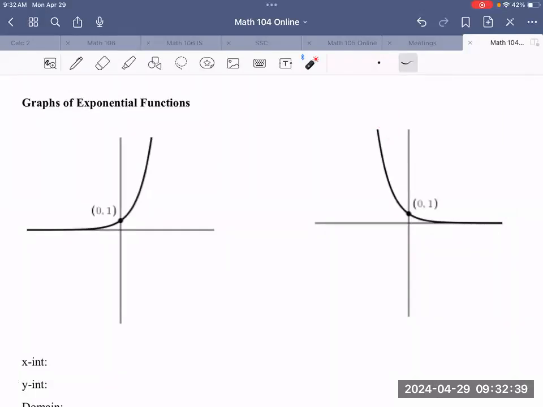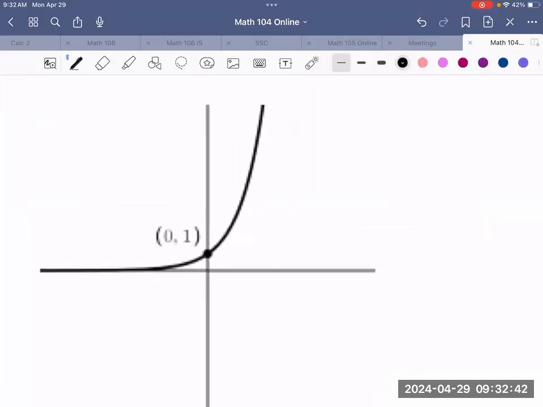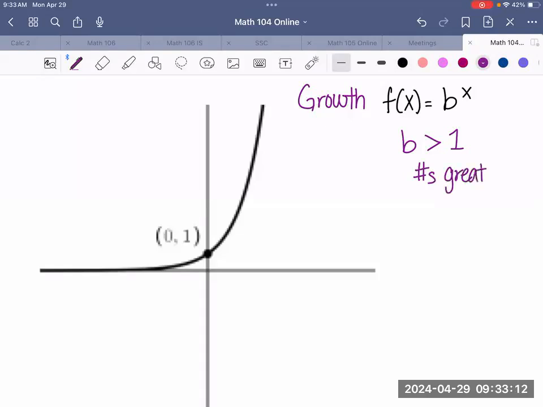Now, the difference between them is that on your left here, we have a growth function. So if we have f of x is equal to b to the x, this is when b is greater than 1. So we are working with numbers that are greater than 1.